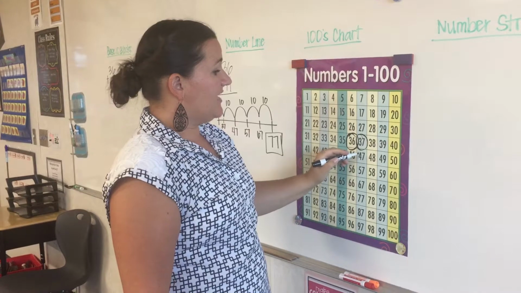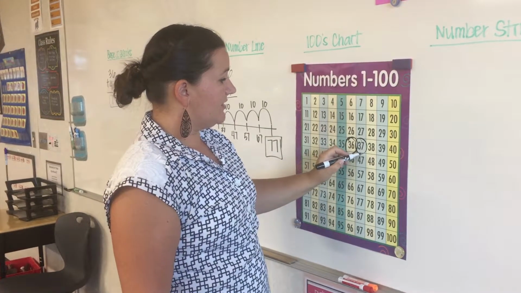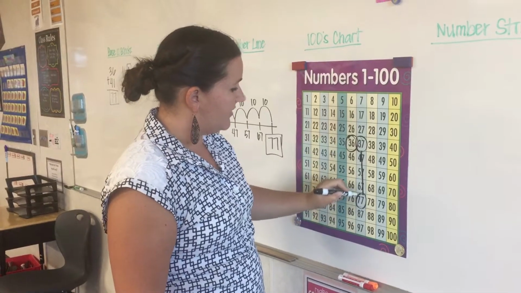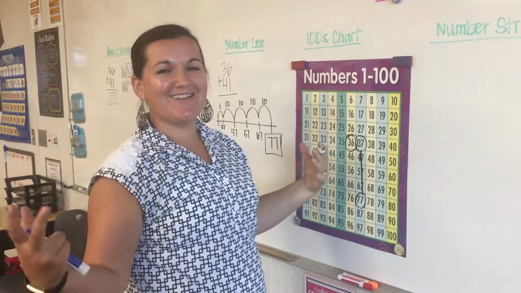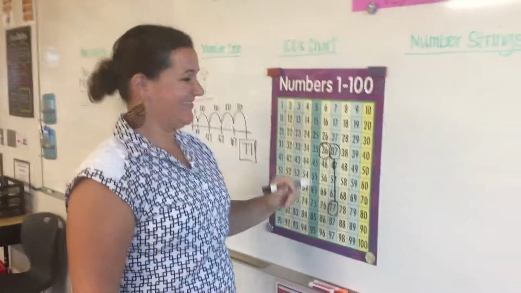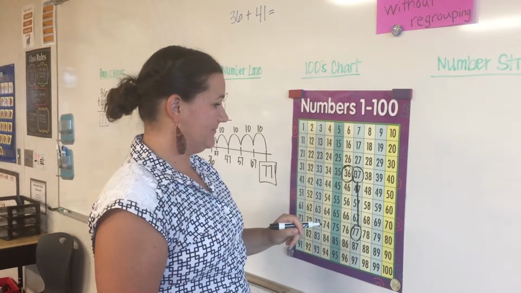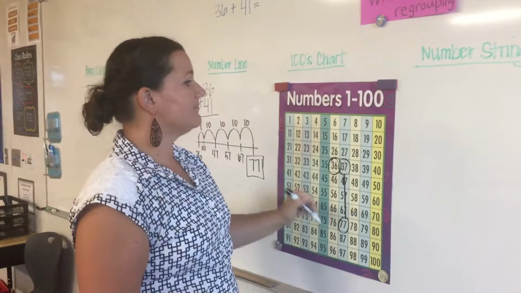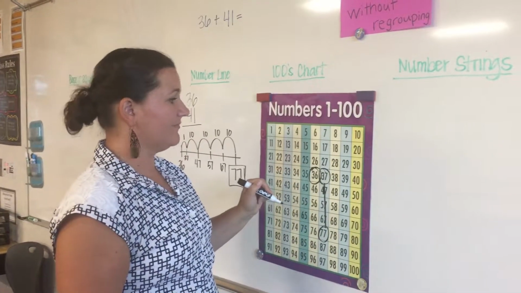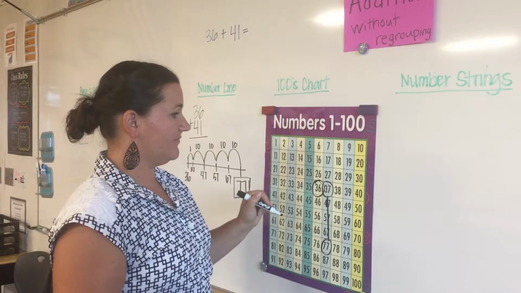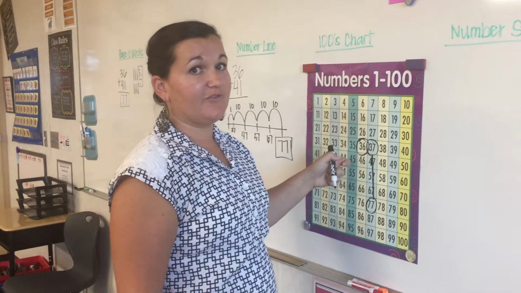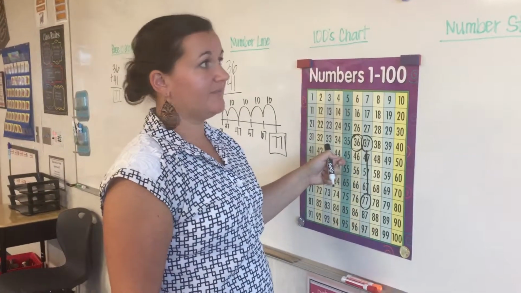Okay, so I'm going to add my 1, so I'm going to land here on 37. Then I'm going to jump down 40, so I'm going to go 10, 20, 30, 40. And holy moly, I land on the number 77. Nice. So on the hundreds chart, you get bigger as you go to the right and down. So that's when you're adding, as you go to the right by 1s and down by 10s. We'll totally show you how to use the hundreds chart again for subtraction and what that would look like.